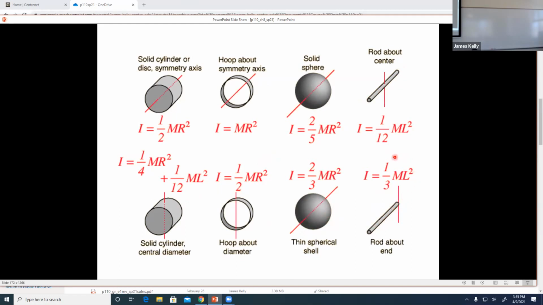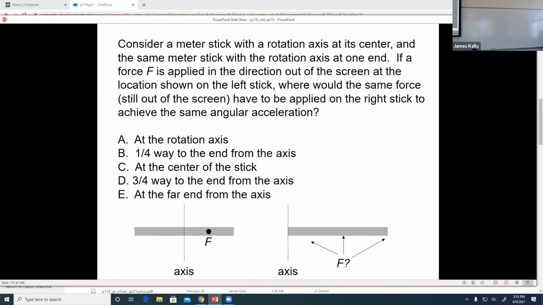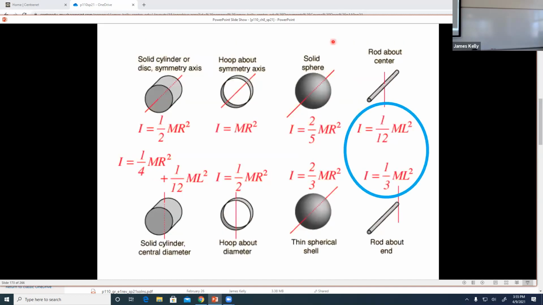And notice that this moment of inertia is 4 times as big as this moment of inertia. So it's quite a bit bigger. And you'll notice that if you take a meter stick and try to rotate it around the end versus in the middle, it's easier in the middle. Okay, so if you're rotating about the end, you're going to need this in the voting question. It's 4 times as big of a moment of inertia as it is about the center. You need to know that for this question.